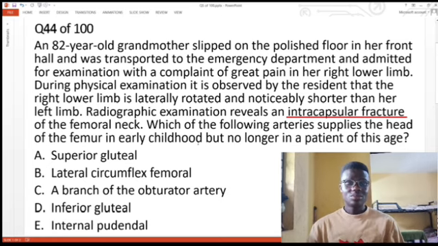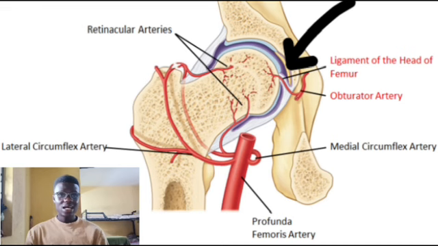So a branch of the obturator artery is the major blood supply to the head and the neck of the femur in childhood, up to 6 years of age, 8 years of age. You still have the obturator artery present. But then when the person comes of age, the artery becomes atretic, and then the other arteries, of course, take charge of that supply. Although the obturator artery is actually still present in adults, it supplies the area of the fovea capitis. That fovea capitis is the only region it supplies in adults.